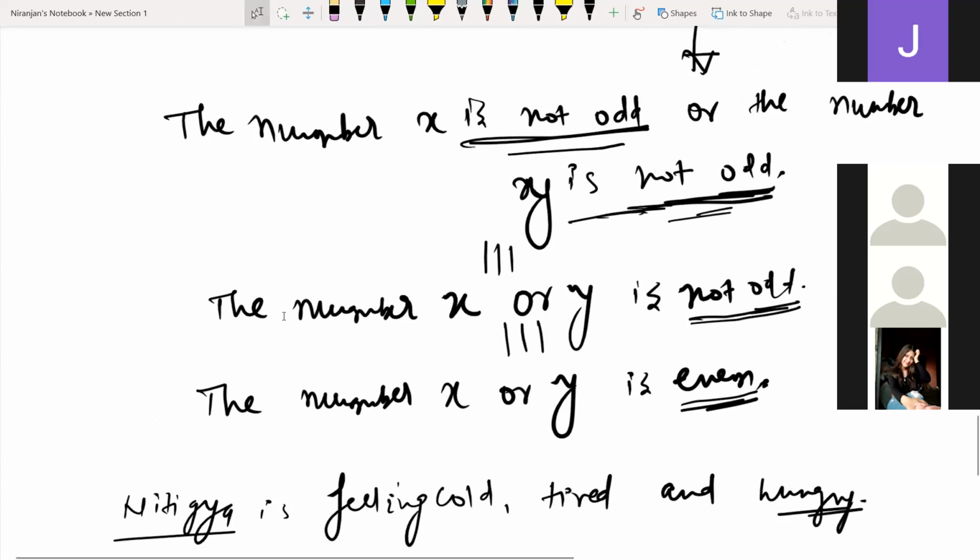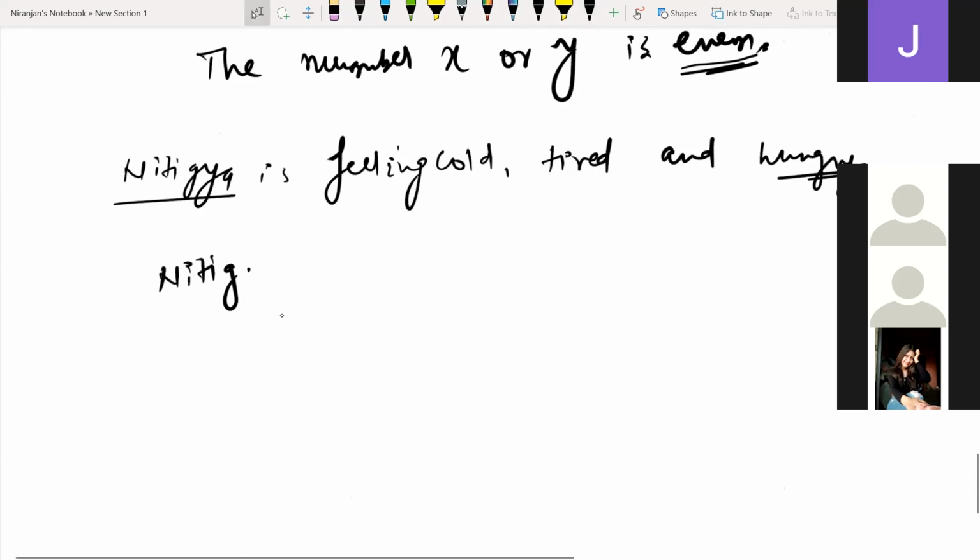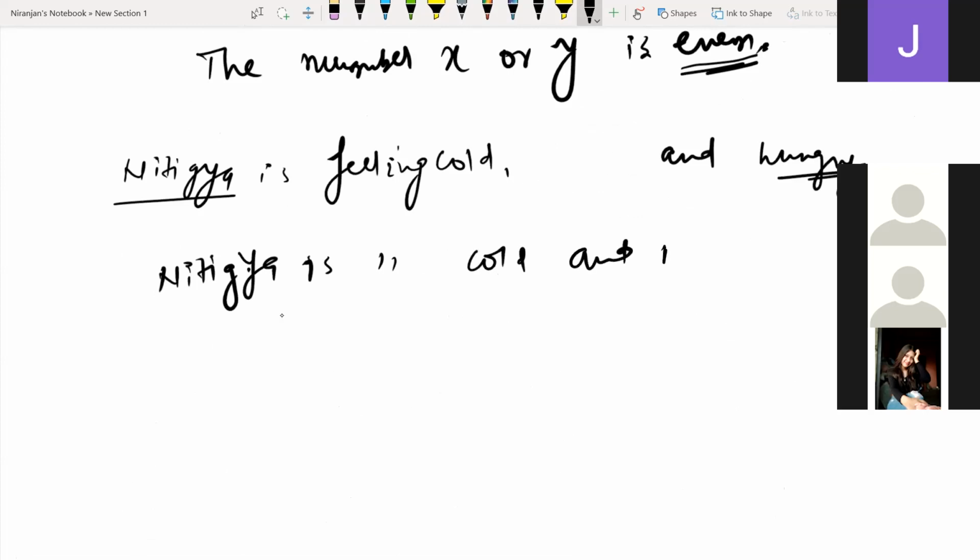So even if I say right here, you remove the tired part, so you have just two parts. Okay, just let it go with two parts. Nitigya is feeling cold and Nitigya is hungry. Okay. Now you must be thinking, why didn't I use the word feeling?